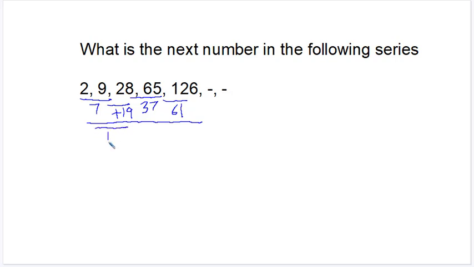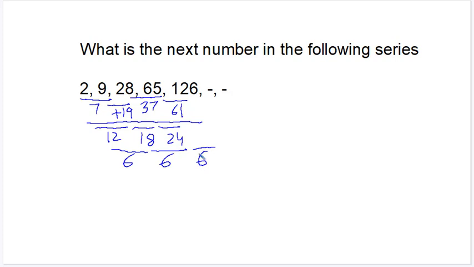19 is 12 more than 7. 37 is 18 more than 19. 61 is 24 more than 37. Here we see that each succeeding second level difference is 6 more than the preceding second level difference. 18 is 6 more than 12. 24 is also 6 more than 18. So the third level differences are going to be 6. The next third level difference is going to be 6.